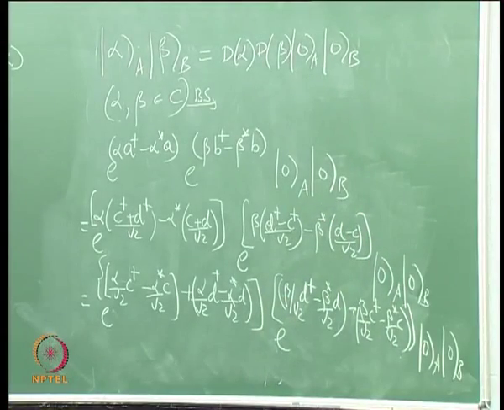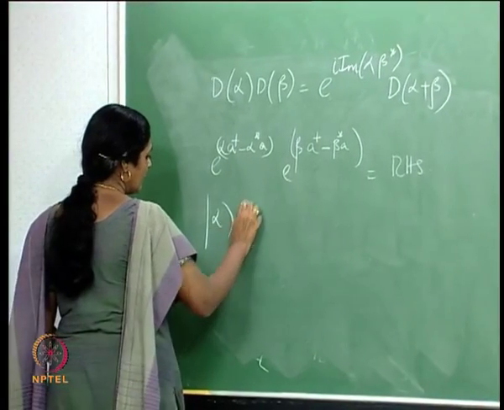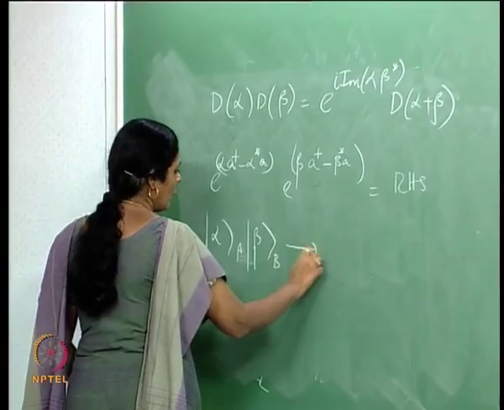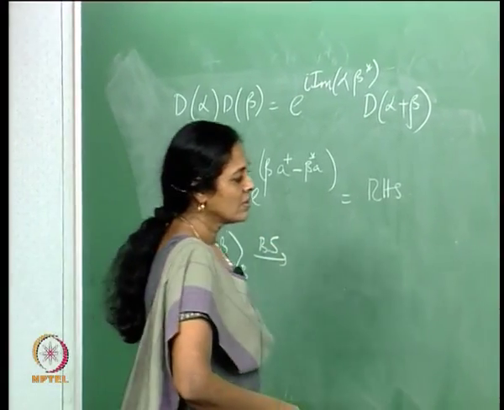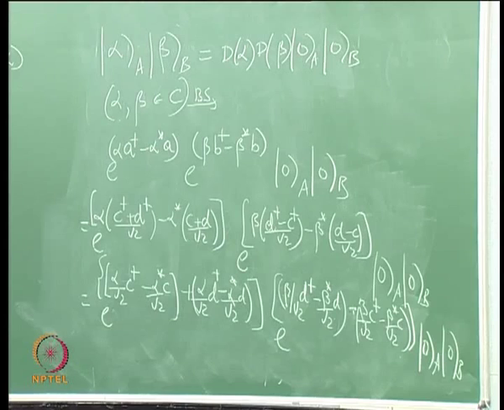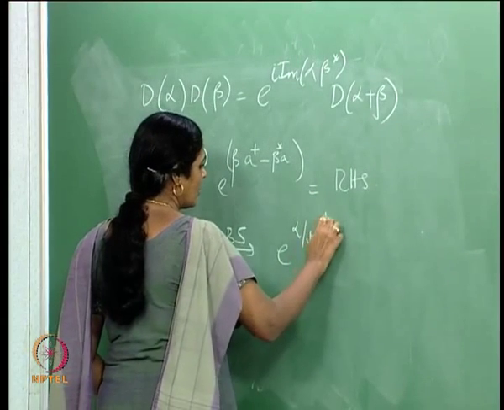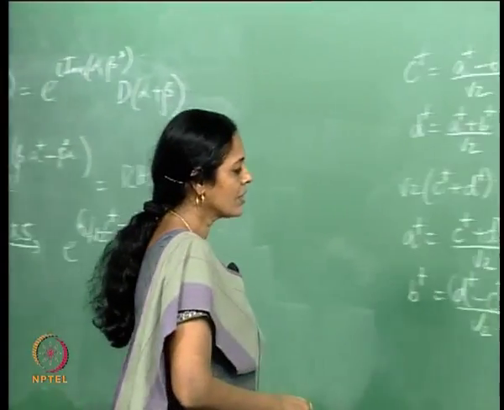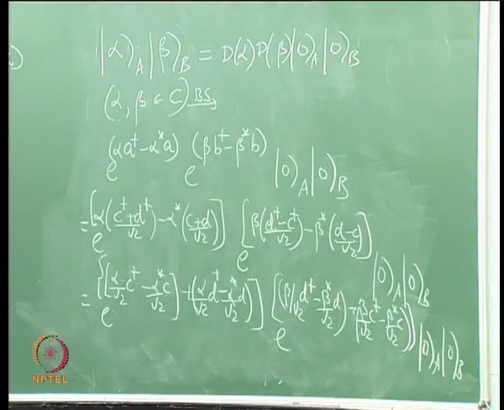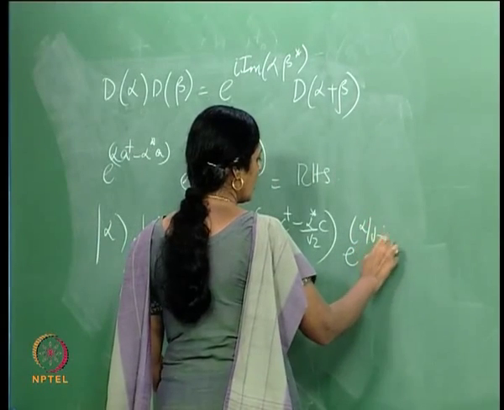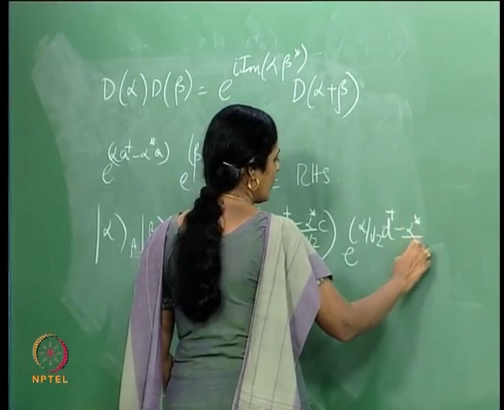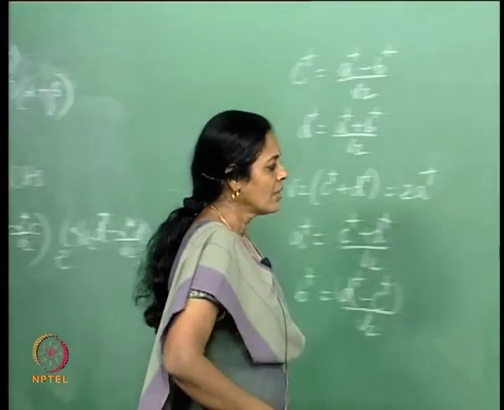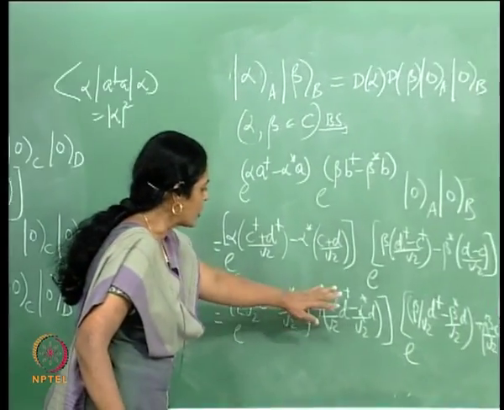So, out here, first of all, I use the disentanglement theorem, and this can be written as I initially started with alpha a beta b, went through the beam splitter to give me, times e to the alpha by root 2 d dagger minus alpha star by root 2 d. These two commute with each other, so I can well split the exponent like this.